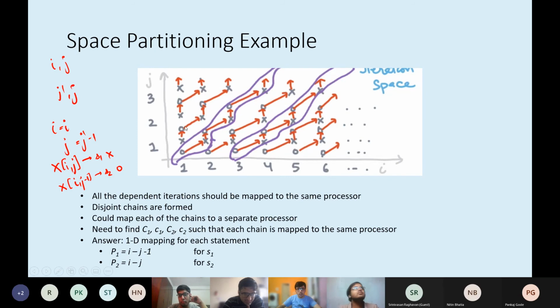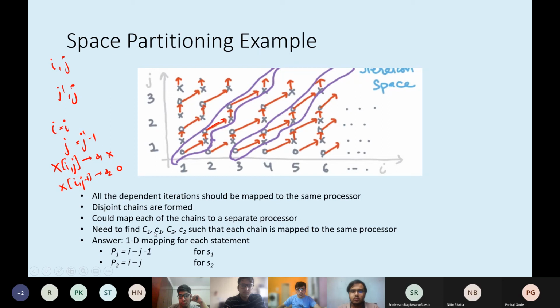In the same way we can form such chains by taking the second dependency also into account, and that will result in these diagonal things. So in the end, we get these disjoint chains in the iteration space. What we could do is map each of these chains to a separate processor because all of these chains are independent. In this case, we won't violate any data dependency constraint because we are mapping all the data dependent iterations to the same processor.